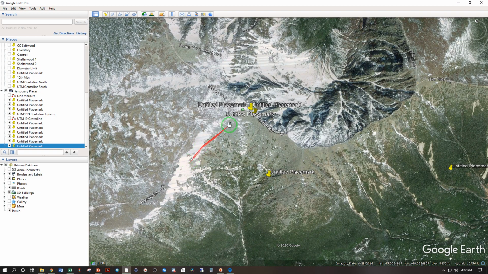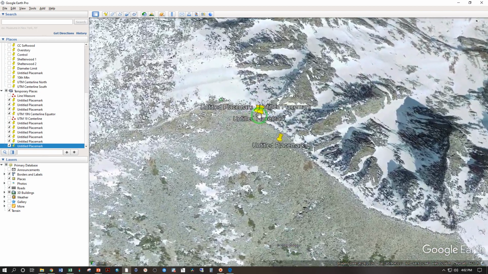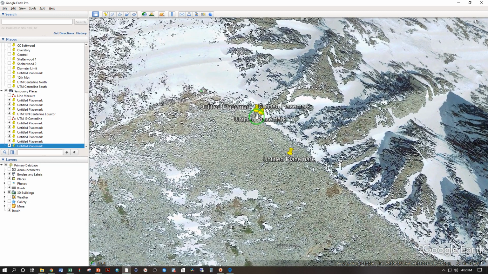So these things do matter down to a certain point. So it's good to have 5 or 6 decimal places on a decimal degree coordinate pair, but you don't need 50.